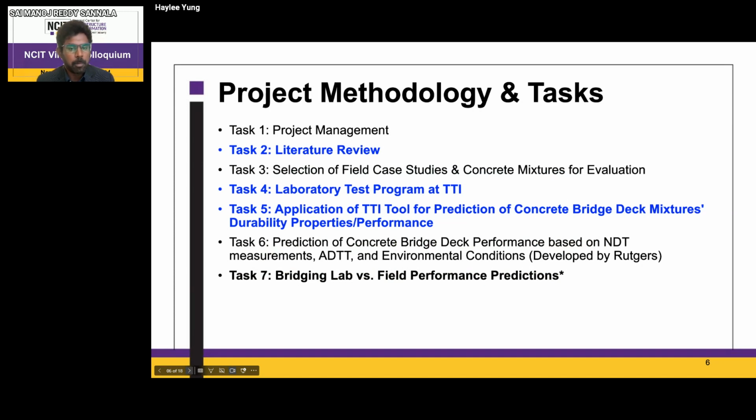So here I'm going to talk about the literature review and laboratory test program at TTI, and the application of the TTI tool for prediction of concrete bridge mixtures and durability properties and performance. Next slide.